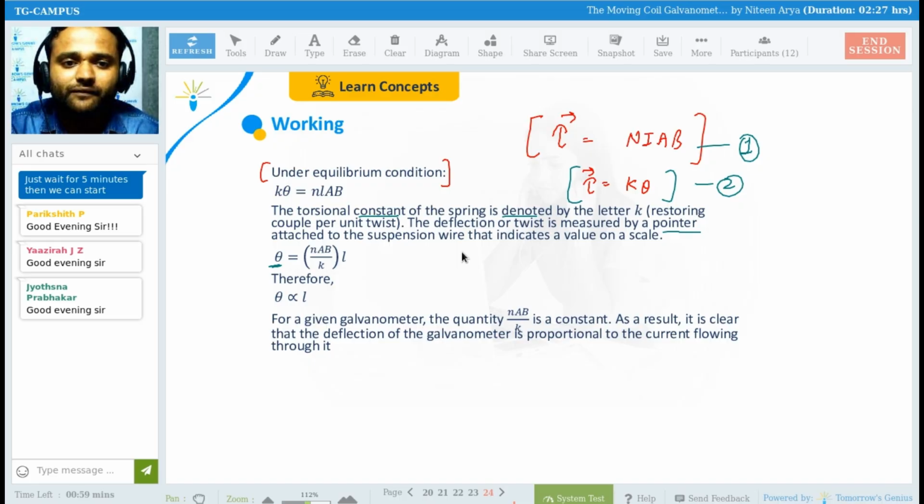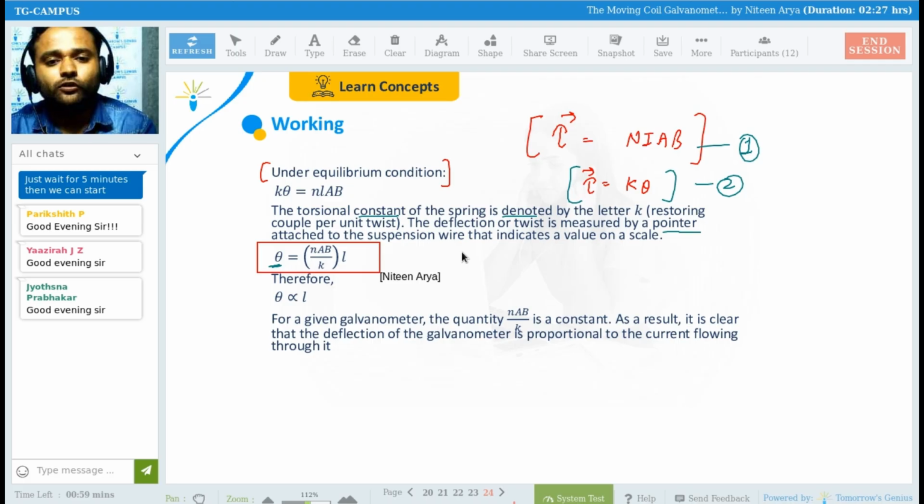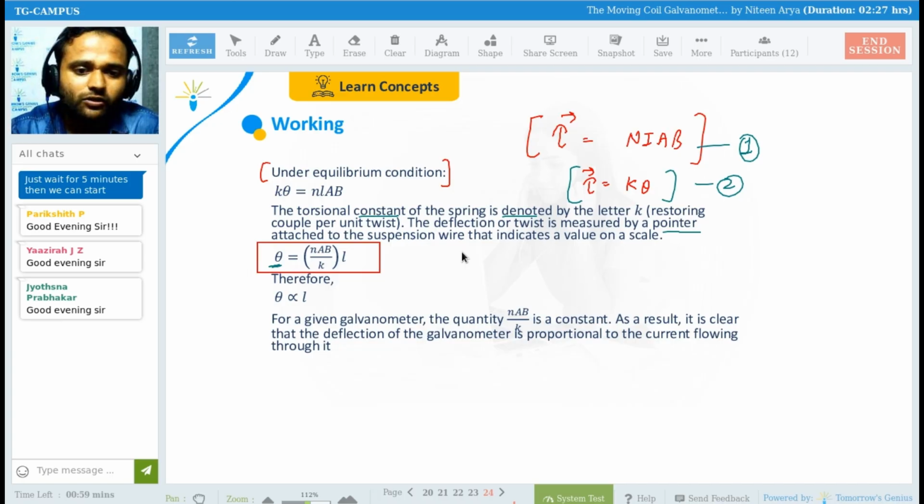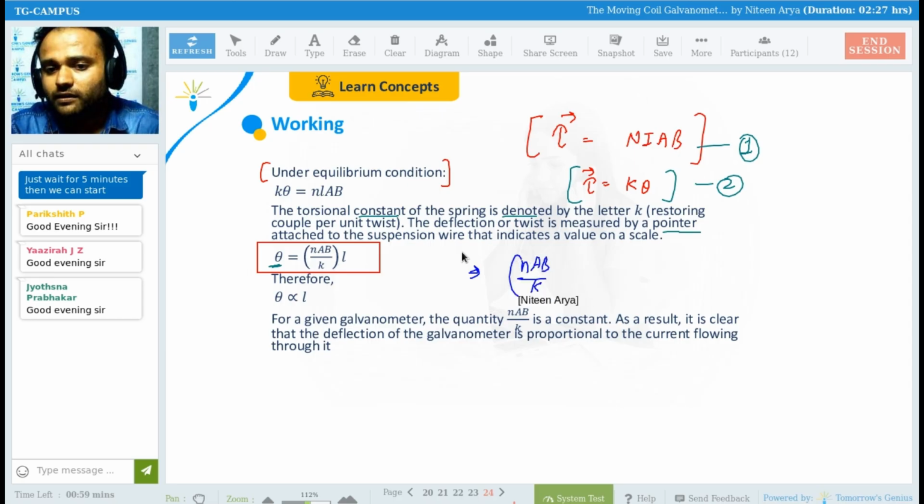The main aim of everything we have been discussing for the last 10-15 minutes is this. So theta is dependent on what? The more the number of turns, the more refined the angular displacement you can find. The more the length of the conductor or the current carrying coil, and the magnetic field, the more deflection, and it is inversely proportional to K. So in general, we get theta equals NAB upon K, times I.